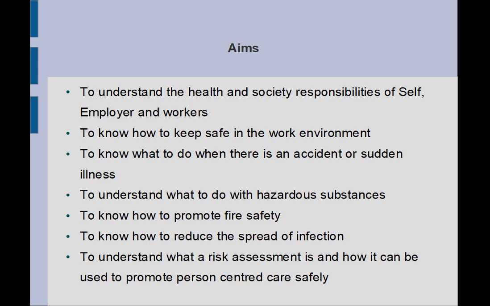You also want to know how to promote fire safety, know how to reduce the spread of infection, and to understand what a risk assessment is and how it can be used to promote person-centered care safely. So those last 3 are what we're going to be talking about today.